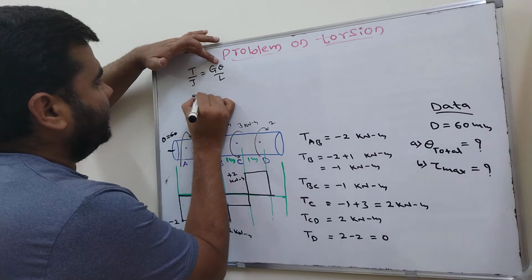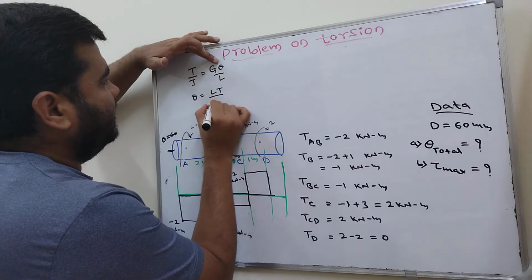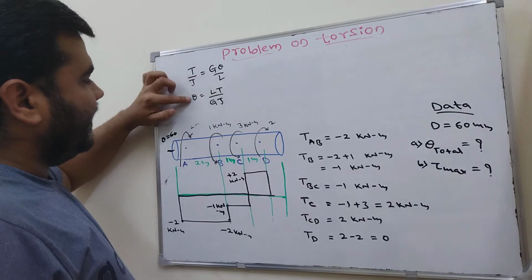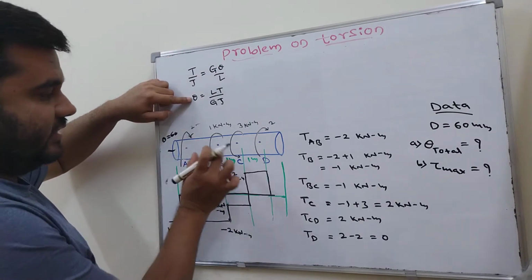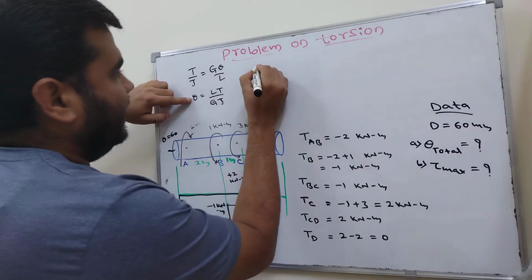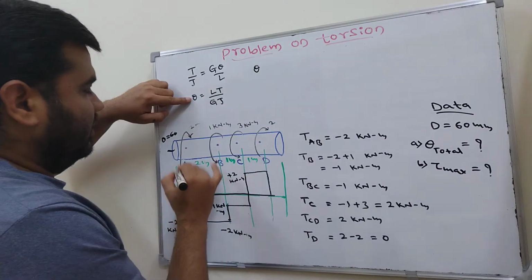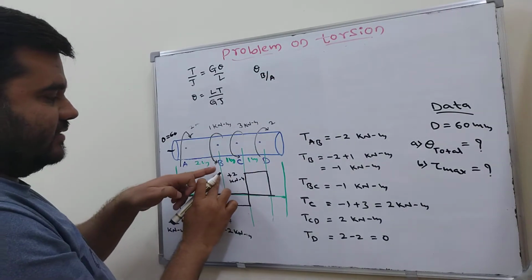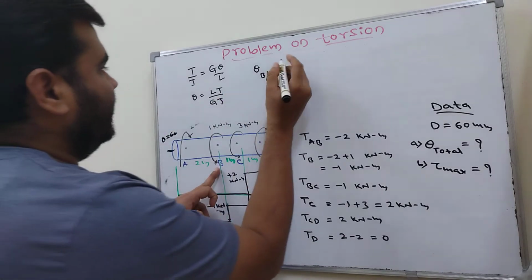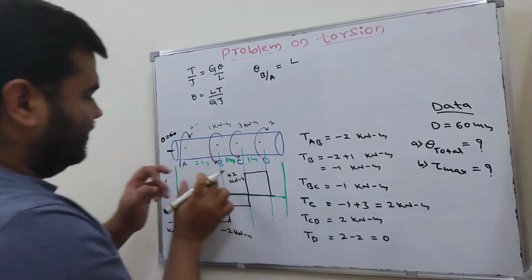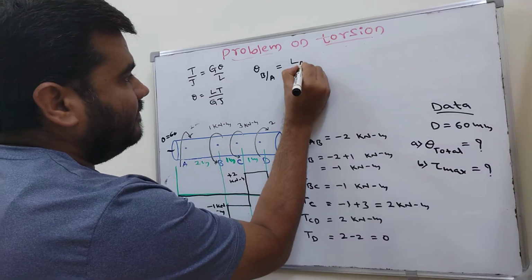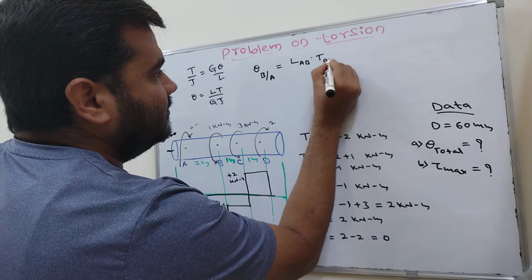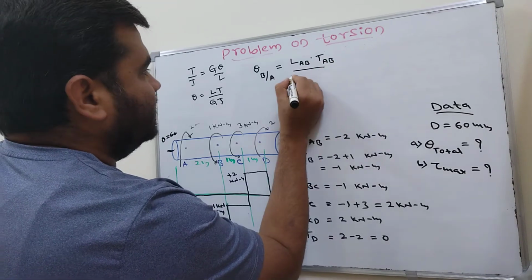Theta equal to how much? Theta equal to L into T divided by G into J. So now we will calculate the angle of twist in each section. First I will calculate the angle of twist of B with respect to A. Here, angle of twist of B with respect to A equals length of AB into torque AB divided by G into J.